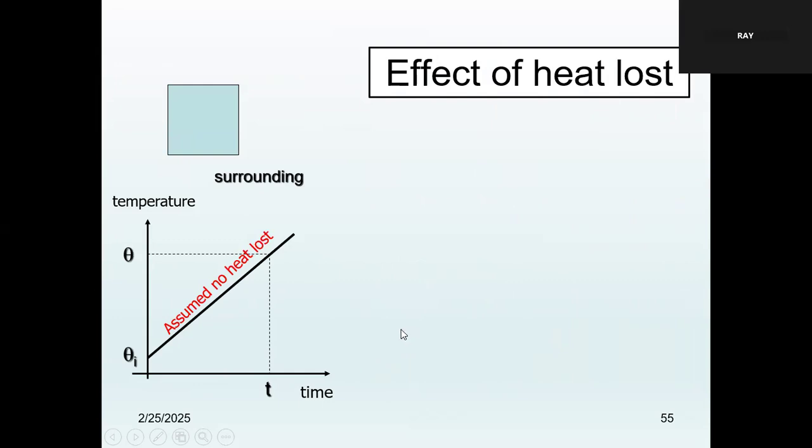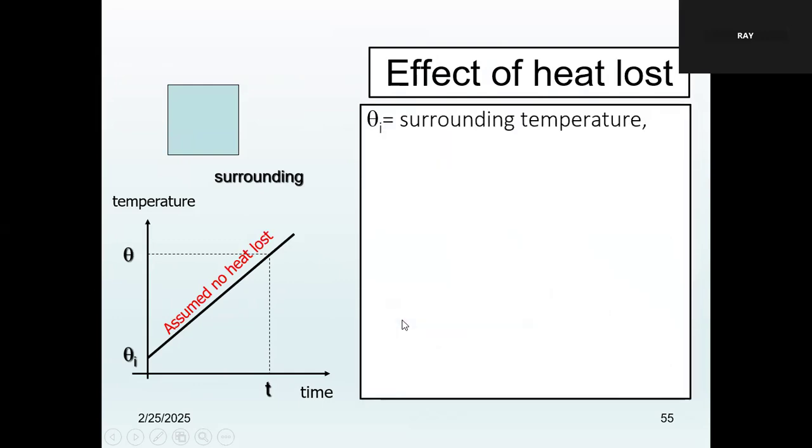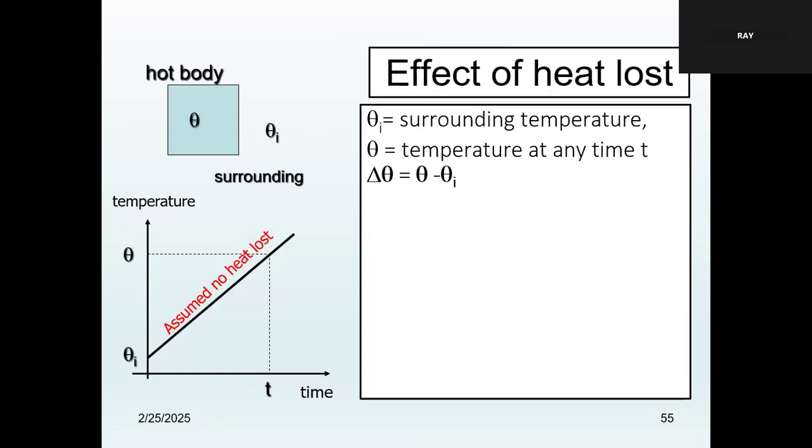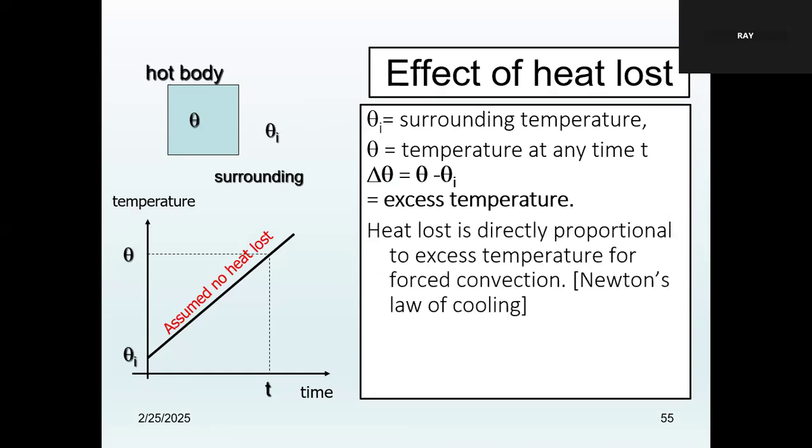Okay, effect of heat loss. Theta I is the surrounding temperature, theta is the hot body temperature at any time. Delta theta is theta minus theta I. This is called excess temperature. Heat loss is directly proportional to excess temperature for forced convection. This is Newton's law of cooling. You don't need to know Newton's law of cooling, but they can state it for you. And then you need to know how to write the equation.